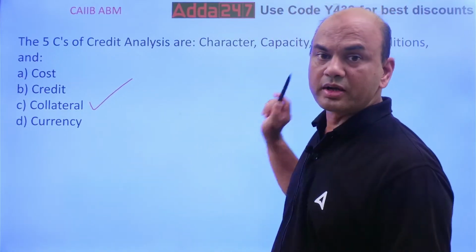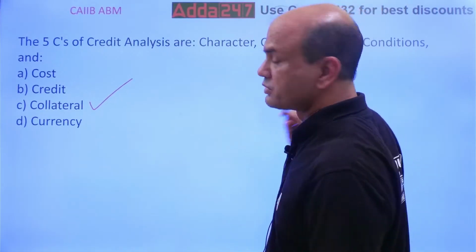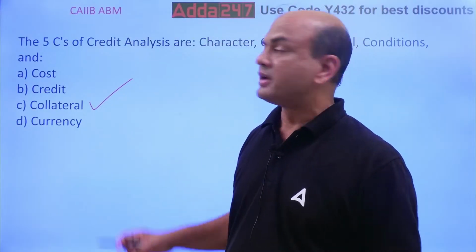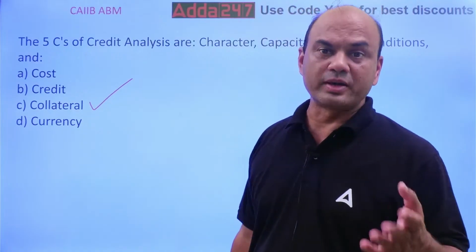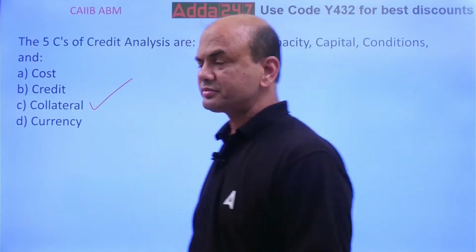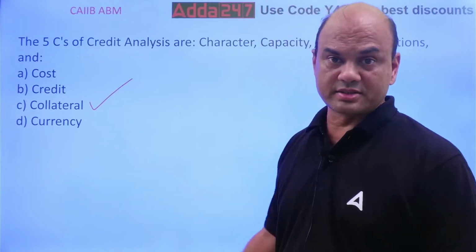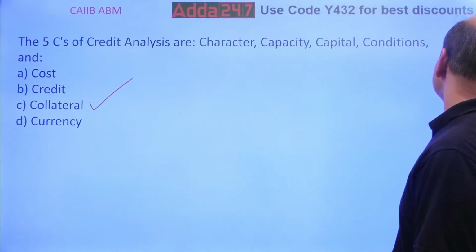Capital, what is the amount that customer is having of his own? Conditions, what is the present condition of that customer as well as the economic condition? And this last one is collateral, obviously. Collateral is very much important, right? Without collateral, if you give the unsecured loans, you are at a risk. Definitely at a high risk. Next.